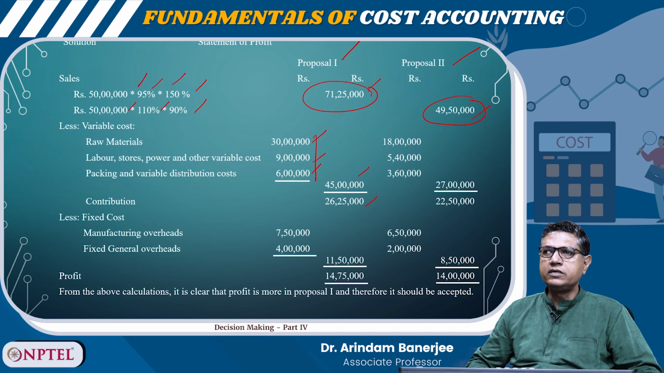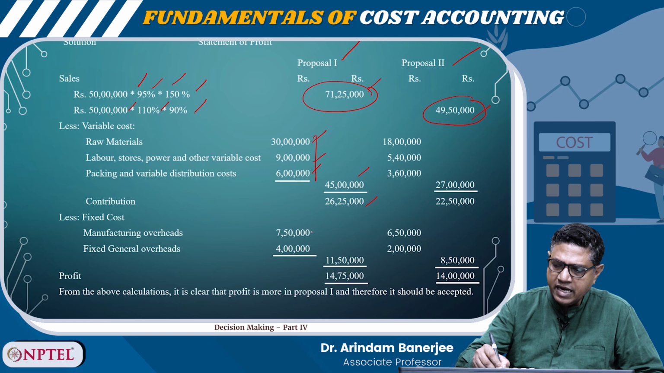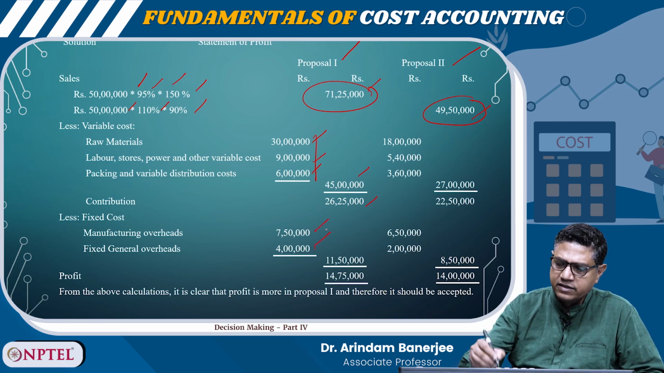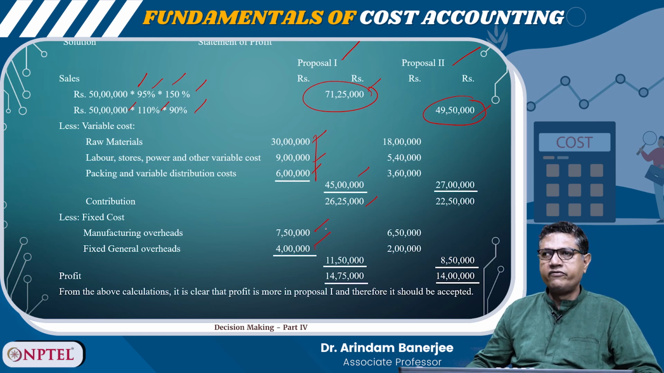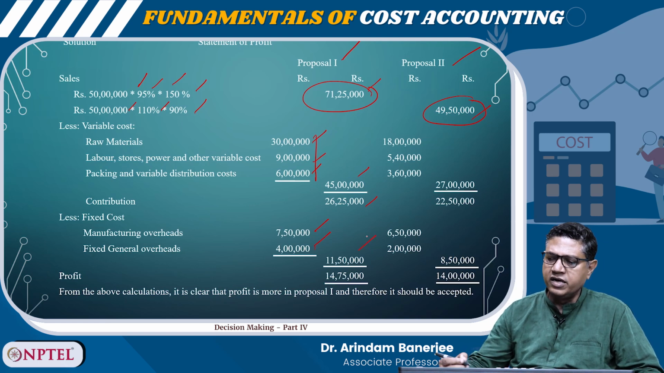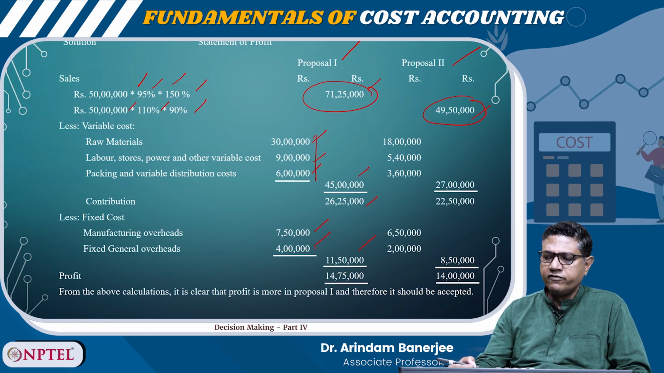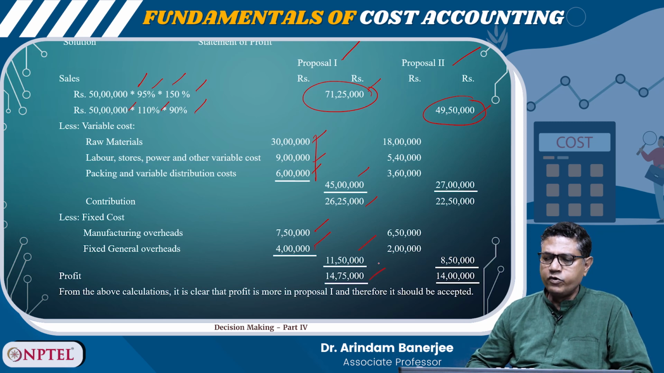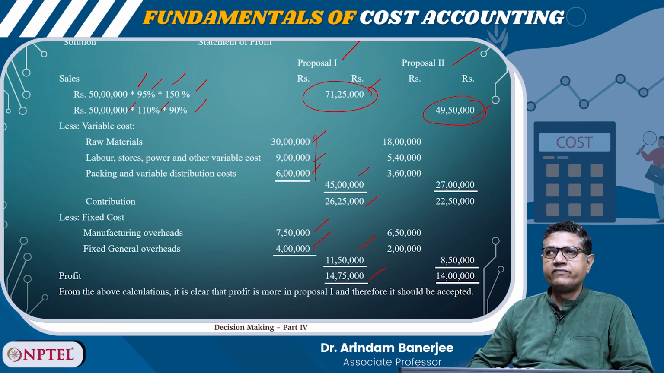From this contribution, I will deduct the fixed costs. So, I am getting the fixed cost here: manufacturing overhead 7 lakh 50,000 and fixed general overheads 4 lakh. So, my total fixed cost is 11 lakh 50,000. If I deduct 11 lakh 50,000 from 26 lakh 25,000, I am getting the profit, that is 14 lakh 75,000.